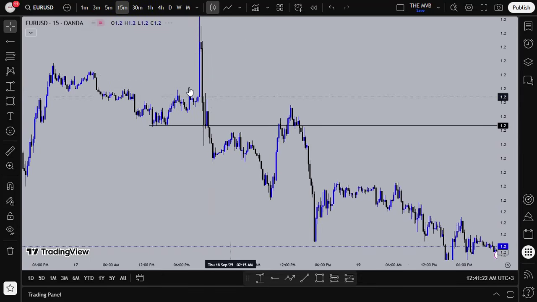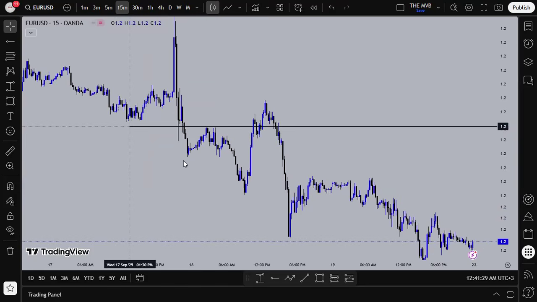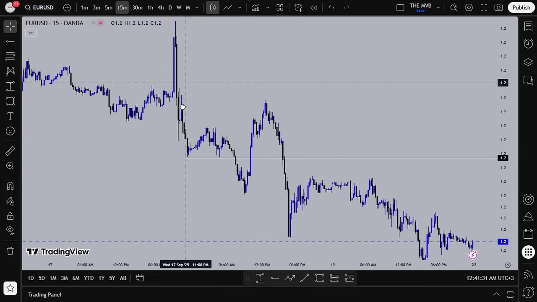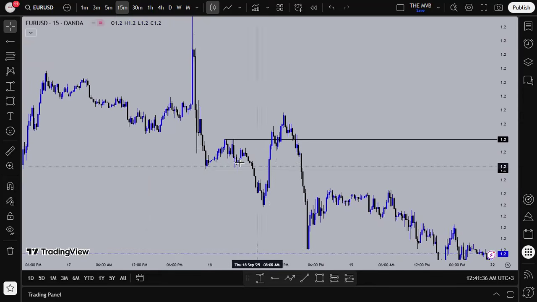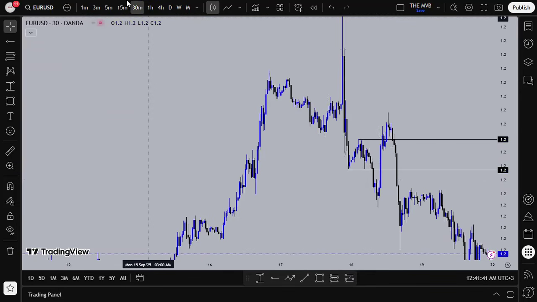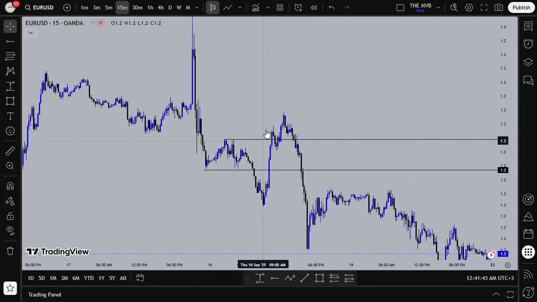So this is the area where we find areas to place our orders. Same applies here. This was a break of structure and it was valid. But price did not respect this area, and we're going to talk about that. But this was the clean area where you can look for entries.